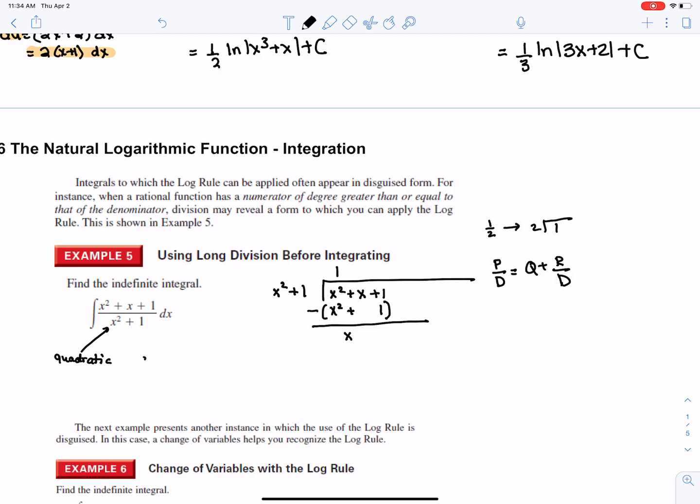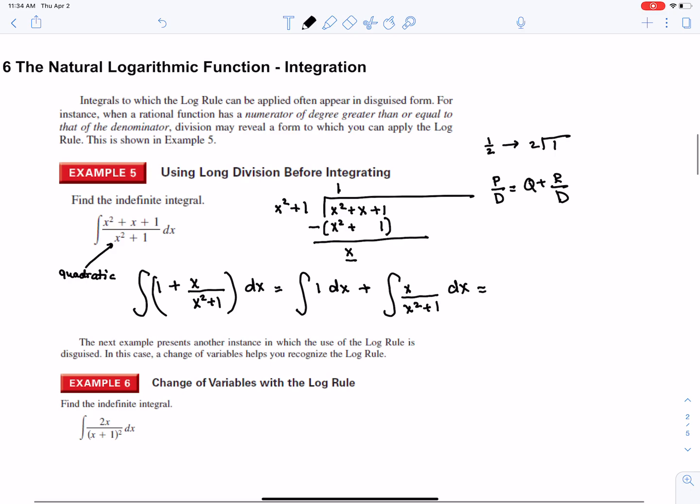So this integral is equal to my quotient, which was a 1, plus the remainder, which was x, over my divisor, which was x squared plus 1. And now I'm ready to integrate. So I'm going to break this integral apart into two pieces because it's a sum and difference, and I'm allowed to break the integral apart only in sum and difference. So the first part of the integral is just an x, because the integral of 1 is just x, plus.